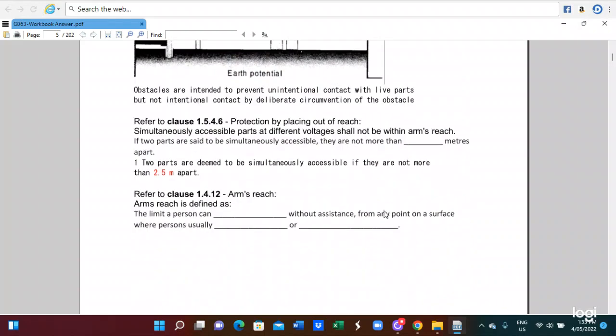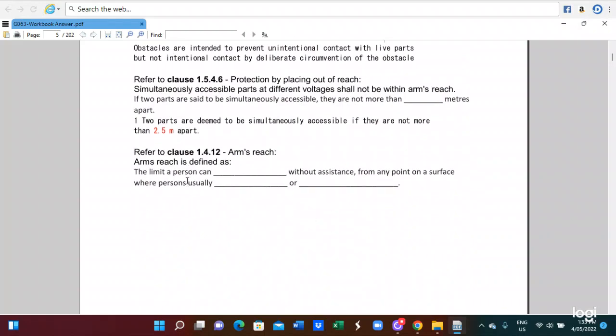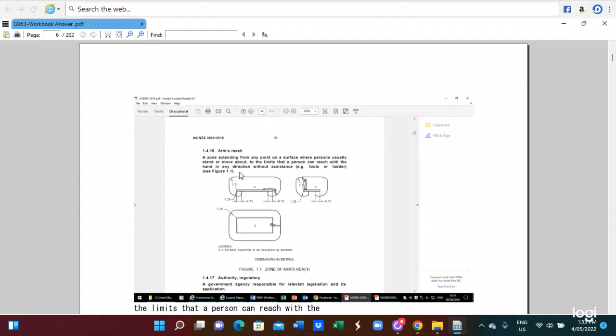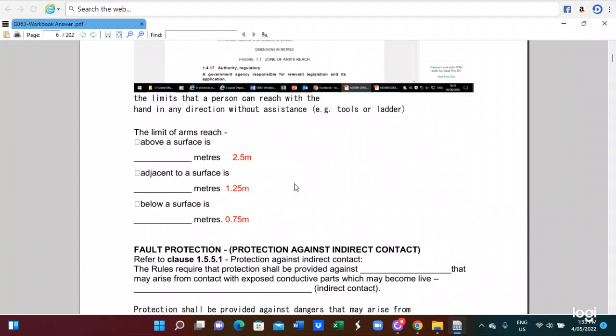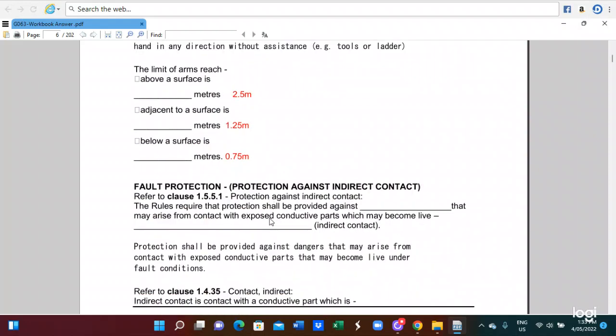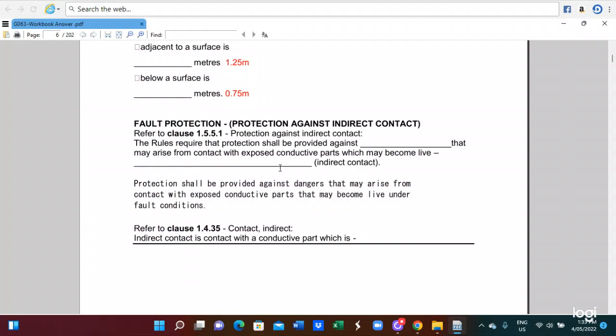Also the arm reach, the definition of arm reach. So this is the equation, 1.4.16. So this is the answer for the arm reach. The limit of the arm reach is provided as 2.5 meters above the surface, adjacent to the surface 1.25 meters, and below the surface 0.75 meter. For the protection method, you can see clause 1.5.5.1 and 1.5.1.